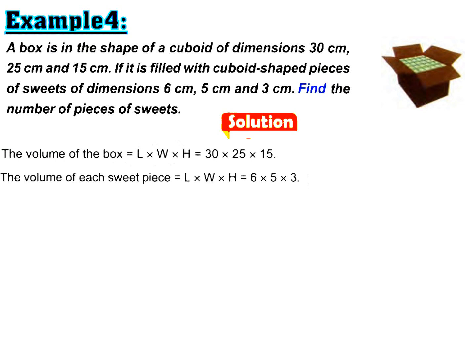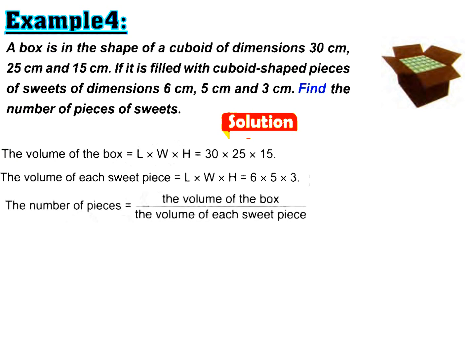The volume of each piece equals length times width times height. Its dimensions are 6 times 5 times 3. So the number of the pieces equals the volume of the box, which is called the greater volume, over the volume of each sweet, which is called the smallest volume, equals 30 times 25 times 15 over 6 times 5 times 3. By using a calculator, it will give me 125 pieces. So to fill this box with small pieces of sweets, it will require 125 pieces.